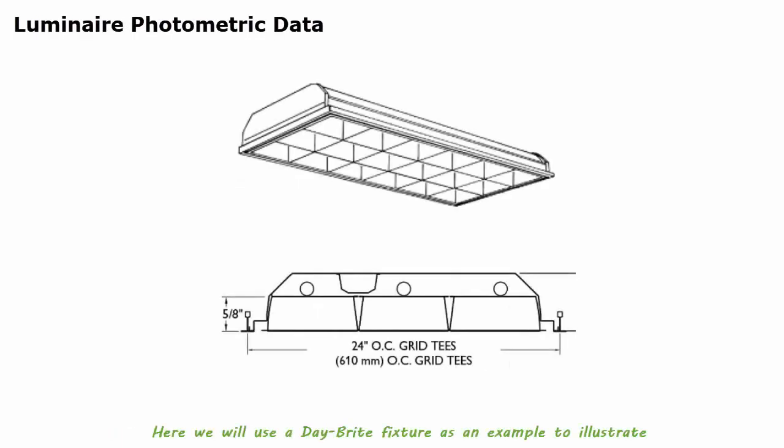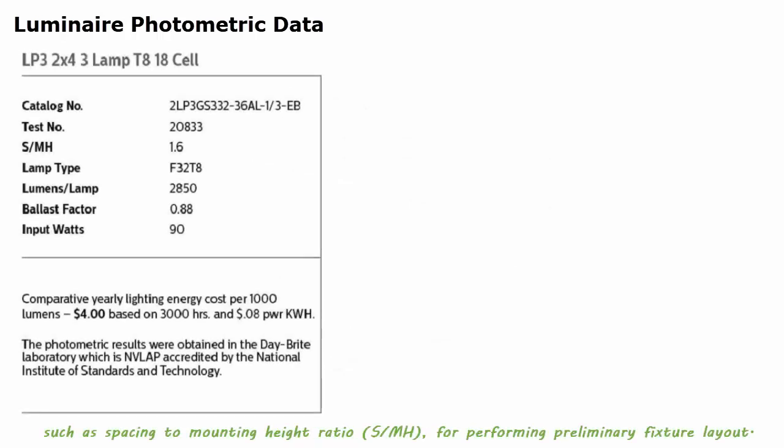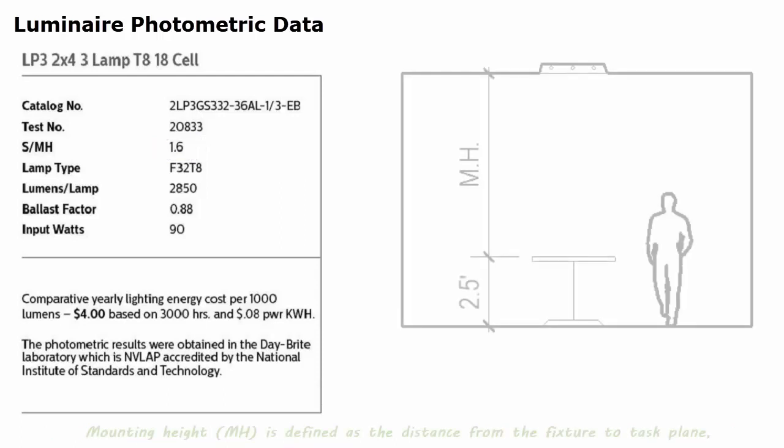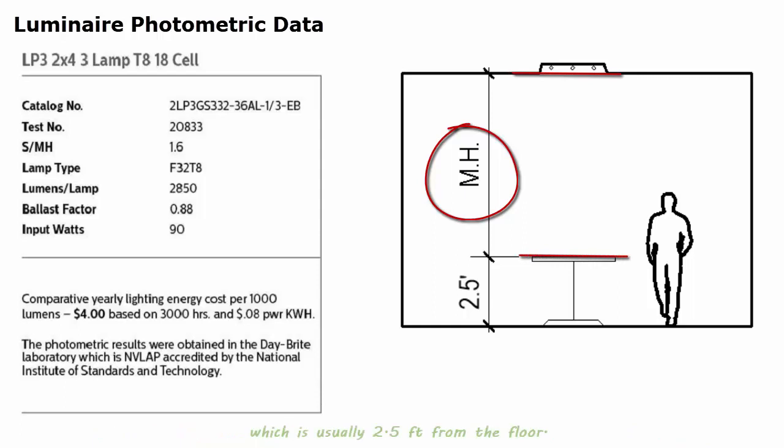Here, we will use a day-bright fixture as an example to illustrate how lighting metrics and data are displayed. The fixture cut sheet offers useful information such as spacing to mounting height ratio for performing preliminary fixture layout. Mounting height, MH, is defined as the distance from the fixture to the task plane, which is usually 2.5 feet from the floor.